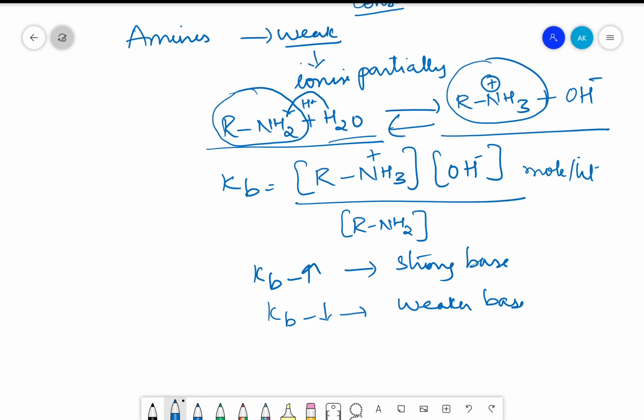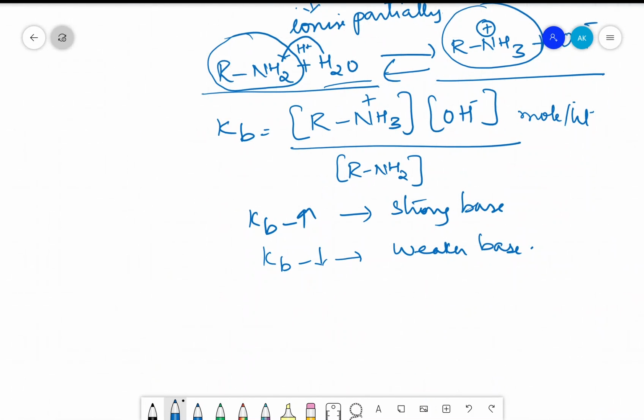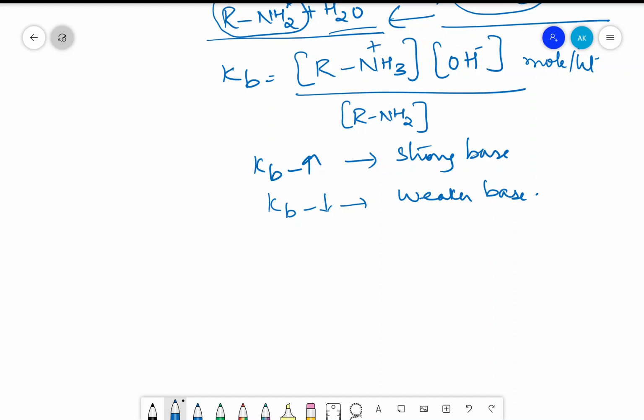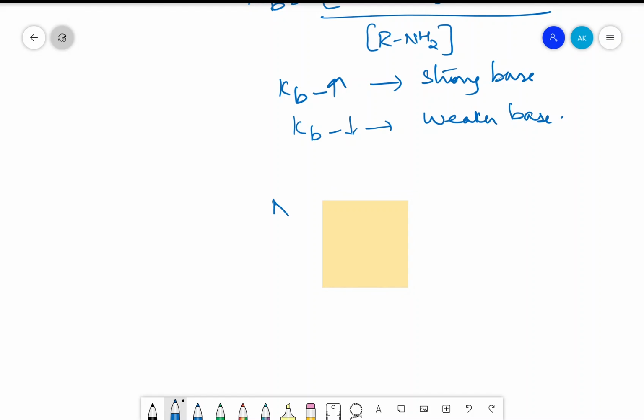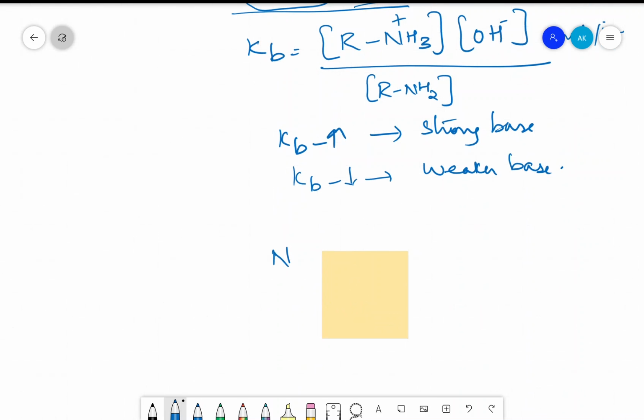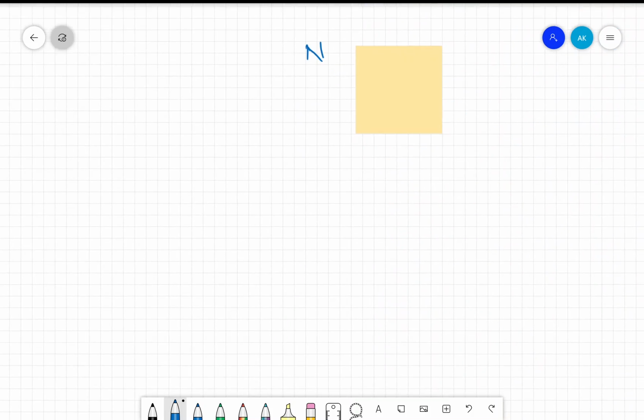Right. Their basicity debate will be which is more basic, ammonia or amines. For that understanding, we need to know that if you try to represent ammonia here, you have N. This is your ammonia, this is your lone pair on ammonia.